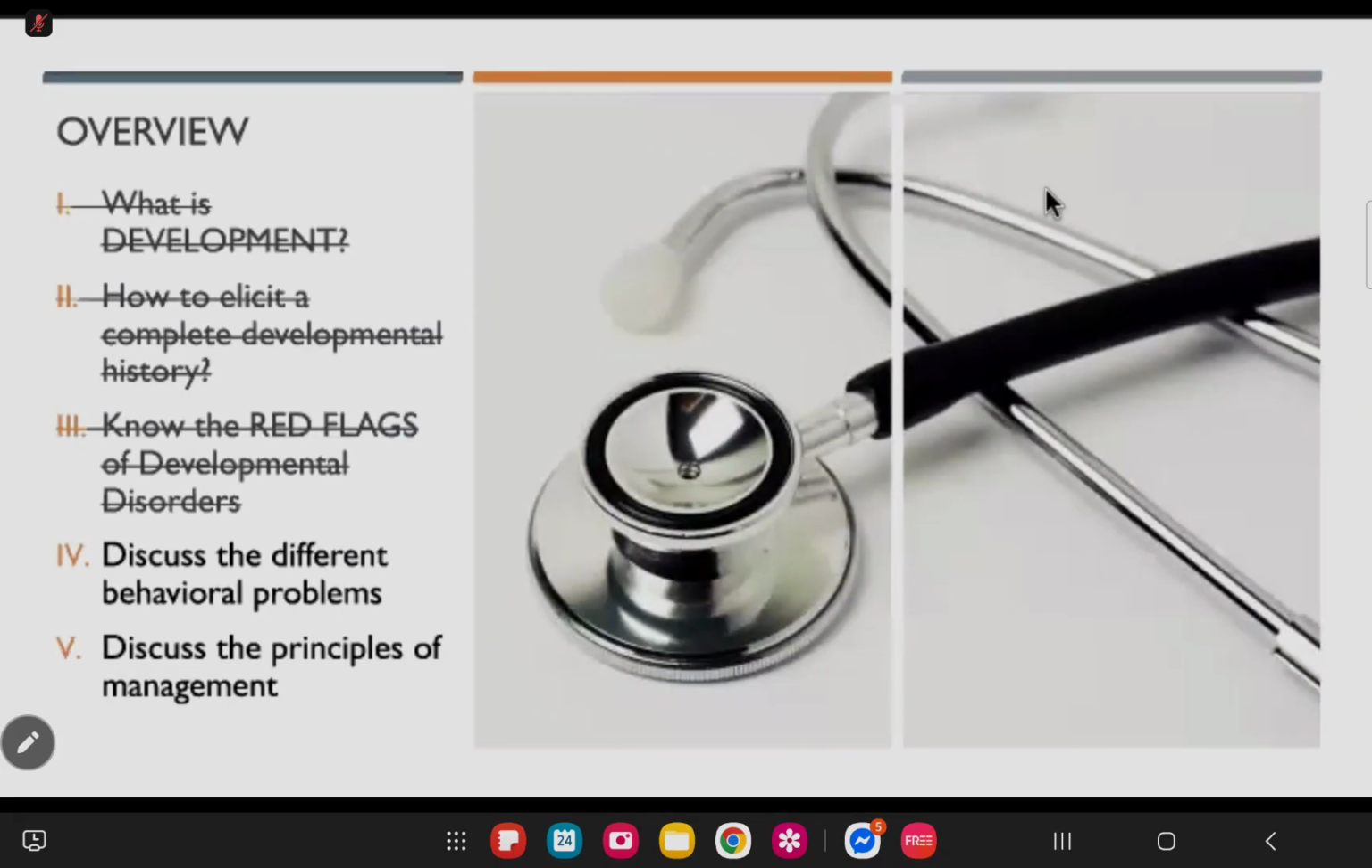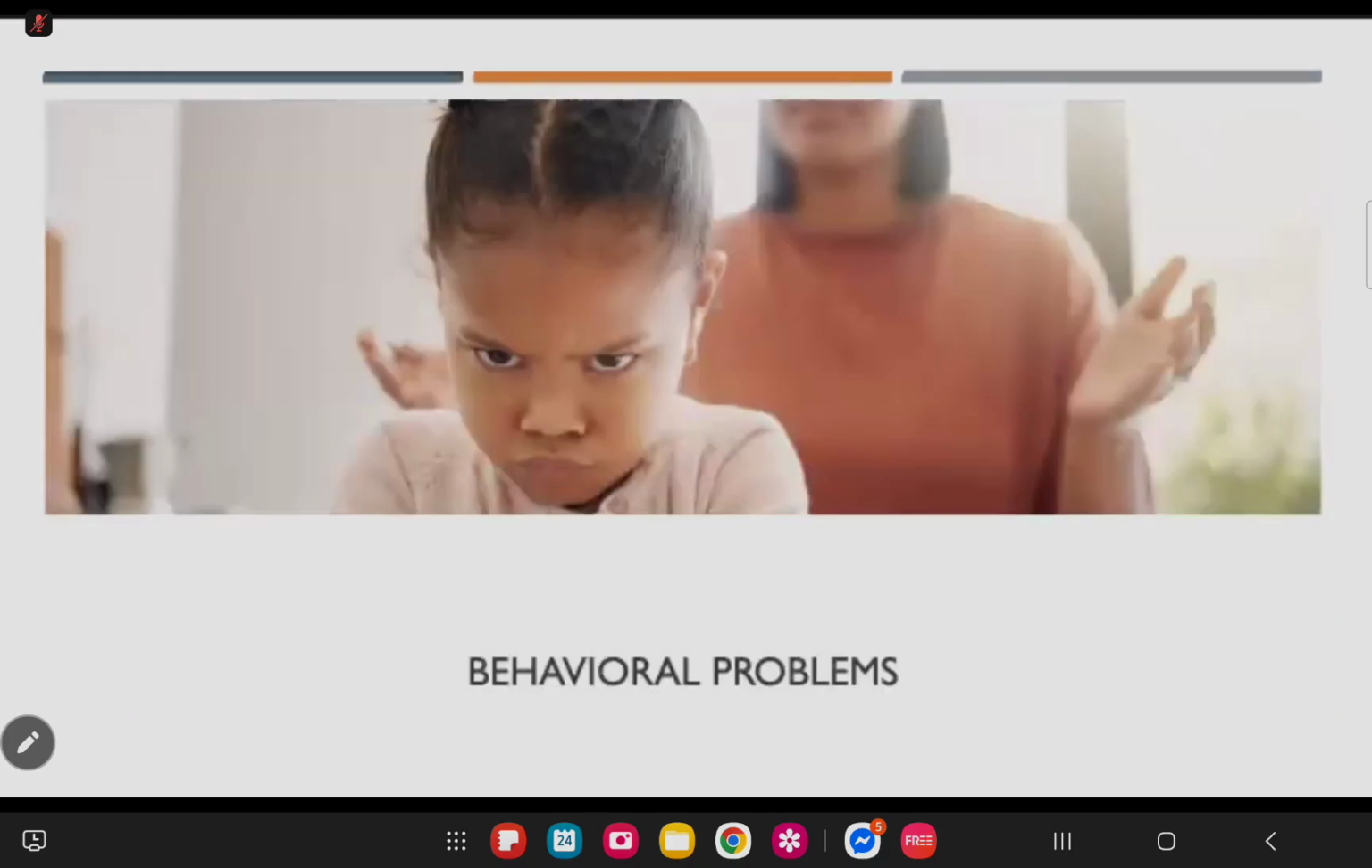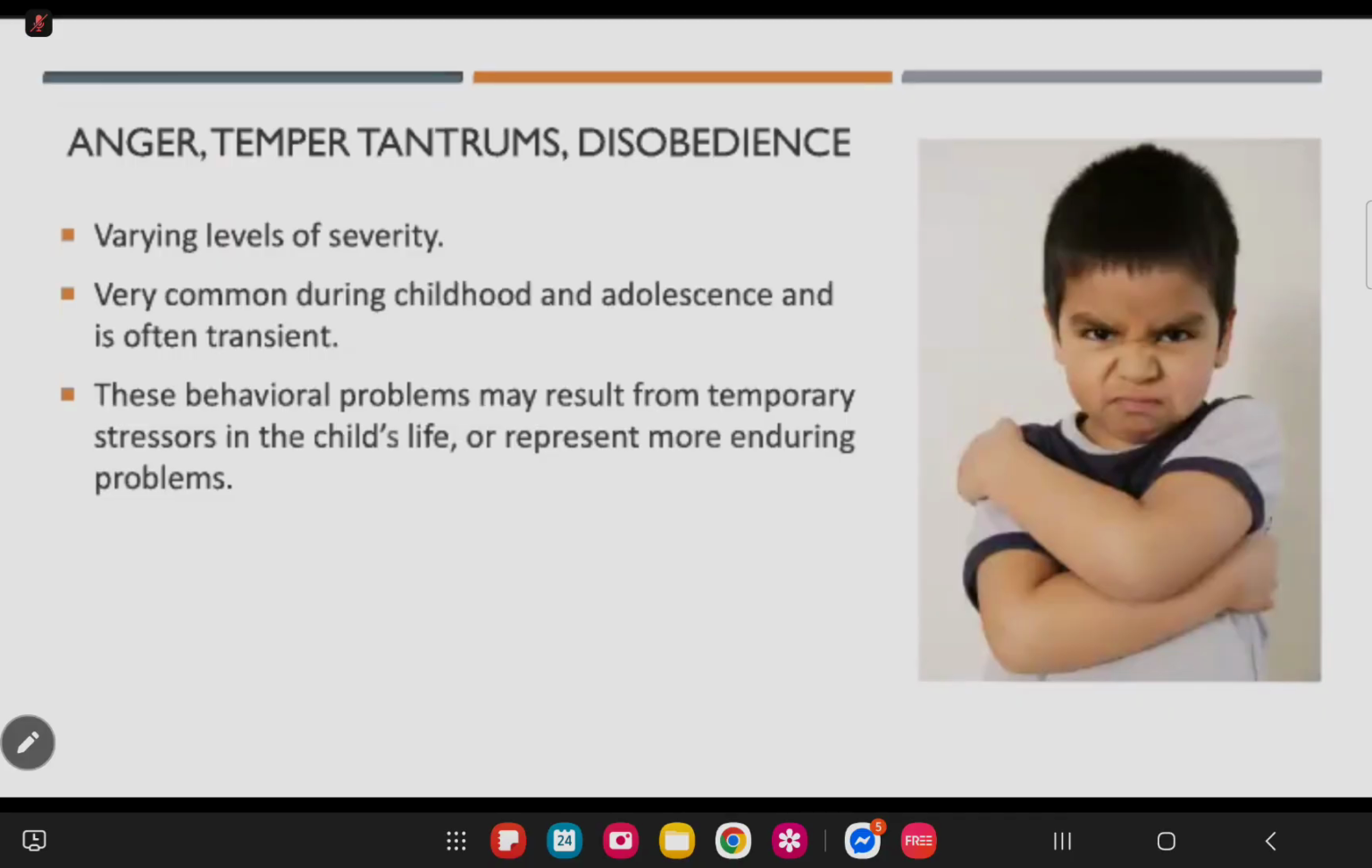Okay, so we're already done with the definition of development. We're already done with the complete development history and the red flags of developmental disorders. So now let's discuss the different behavioral problems. First we have your anger, temper tantrums, and disobedience.